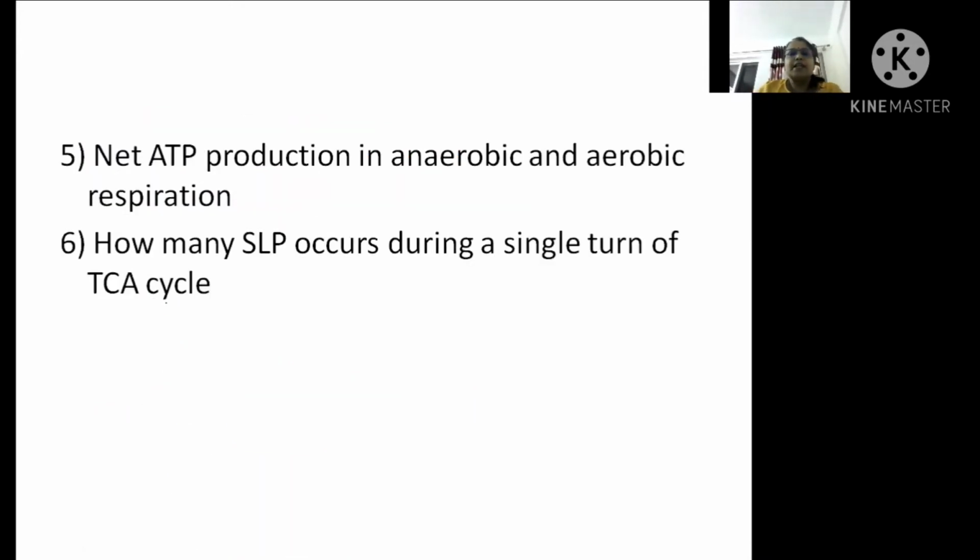Now see next. How many total ATP are you getting in anaerobic as well as aerobic respiration? Anaerobic respiration will give you only 2 ATP, and aerobic respiration will give you 38 ATP from one molecule of glucose. Now, how many SLP? SLP means substrate level phosphorylation. So how many SLP will occur in 1 turn of TCA?